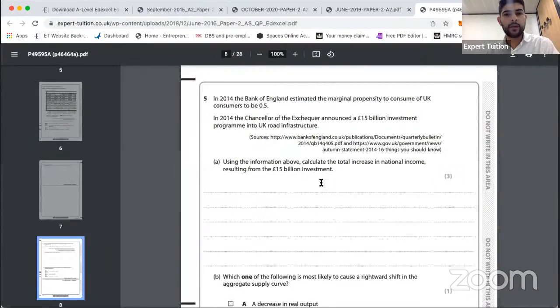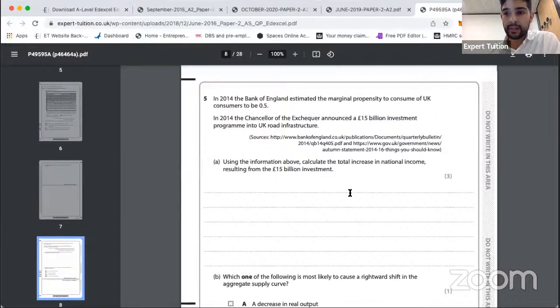So this is taken from, I believe, the 2016 AS paper. And it says the following. In 2014, the Bank of England estimated the marginal propensity to consume of UK consumers to be 0.5. In 2014, the Chancellor of the Exchequer announced a £15 billion investment program into UK road infrastructure. I'm just writing out the key variables here. So investment of 15 billion, MPC was equal to 0.5. Using the information above, calculate the total increase in national income resulting from the £15 billion investment.